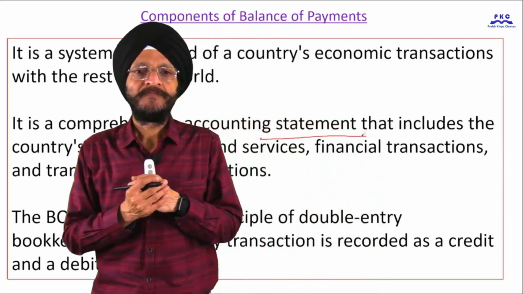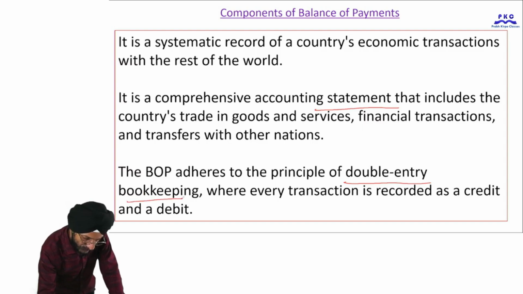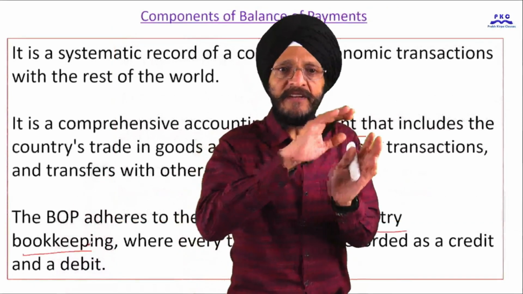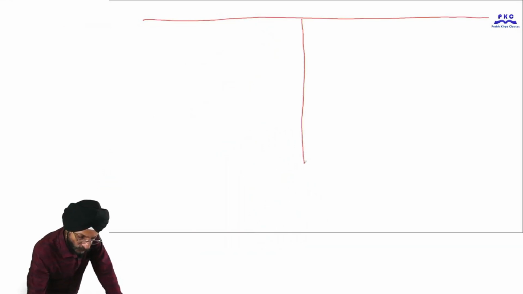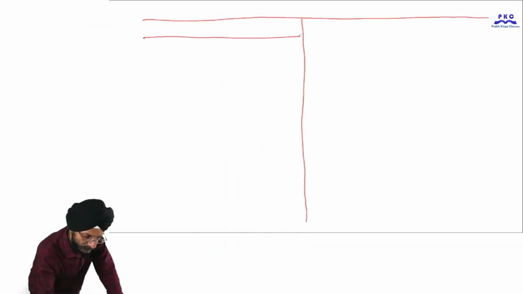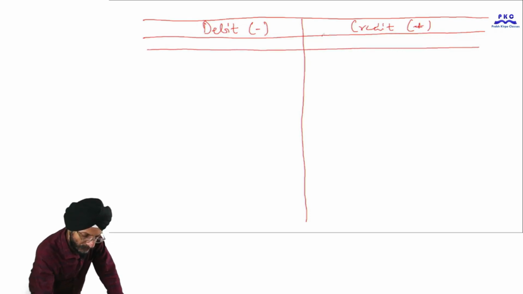Balance of payment follows the principle of double entry bookkeeping, where every transaction is recorded as a credit and a debit. This is the format of a balance of payments. We are showing you just for knowledge. On one side, we take into account debit entries. Here credit entries are taken, and here we have given negative on the debit side.